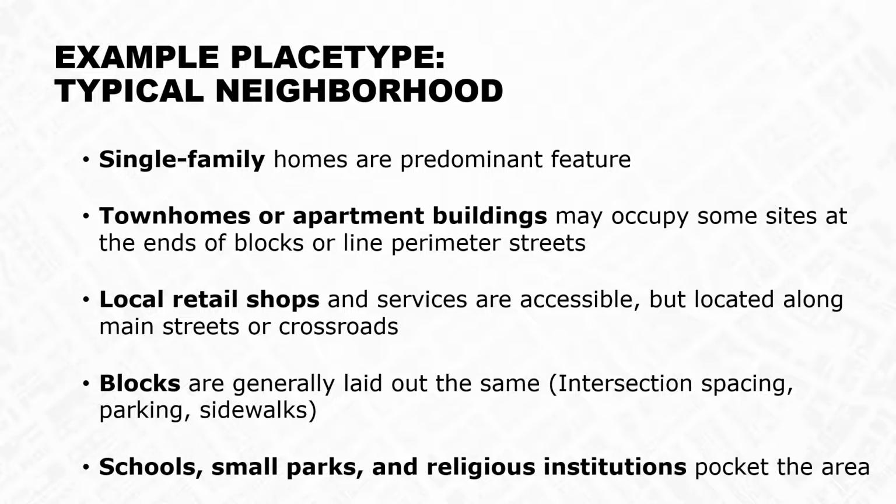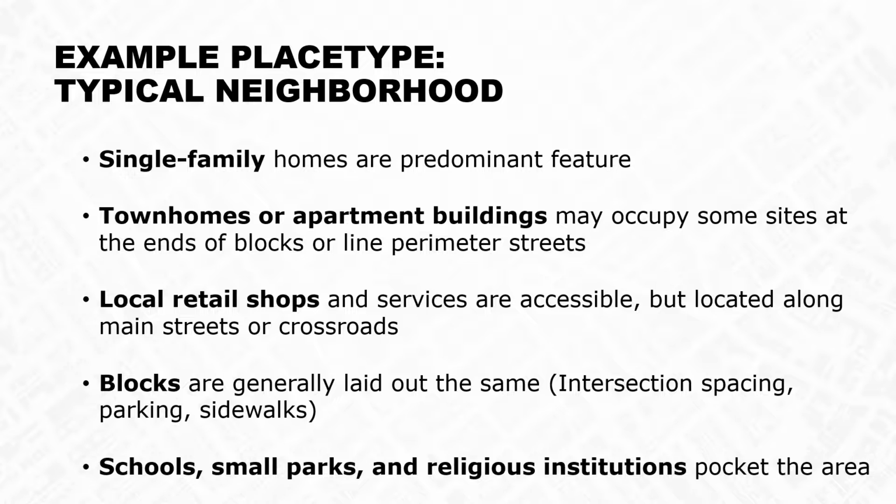But in addition to single-family homes, you might see townhomes or row houses or apartment buildings in this area, but it may be at the end of the blocks or lining a perimeter street or a major corridor. You might also see in this neighborhood a small local retail shop or service area, not providing retail for a big, huge, large area, but to service primarily the local needs and services of the adjacent residential neighborhood, typically located along a major street or a key crossroads within the neighborhood.